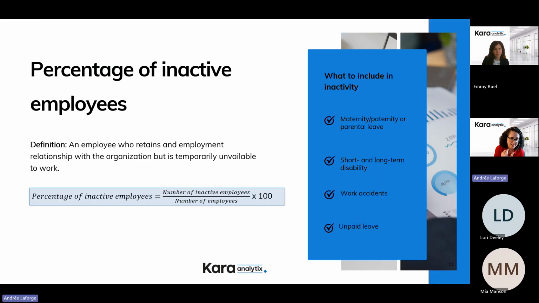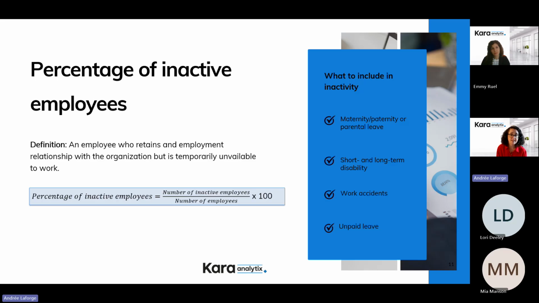What is an inactive employee? It's important to have a clear definition of what an inactive employee is. Usually, when you calculate your headcount, you have the total of active employees plus inactive employees. When you calculate your headcount, you should have both. An inactive employee is someone who still has an employment relationship with the organization, but is temporarily unavailable to work. So this may include employees on short or long-term disability, people on parental leave, work accident leave, or other types of authorized unpaid leave.